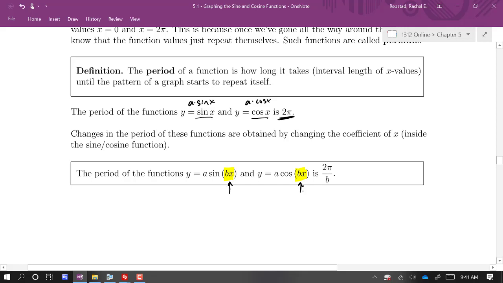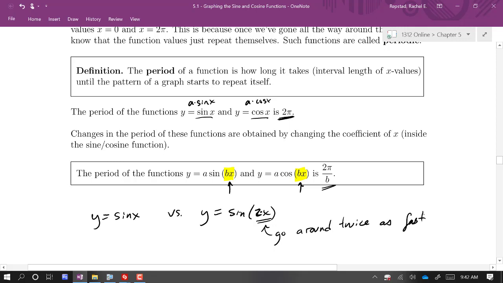So the period of sine x and cosine x is 2 pi. The period of sine of bx and cosine of bx is 2 pi over b. And the reason for that is, think about y equals sine x versus y equals sine of 2x, for example. So sine x, I'm spinning the circle around, or letting the x go around the circle. This basically just says go around twice as fast. I have this multiplier inside. Go around twice as fast.